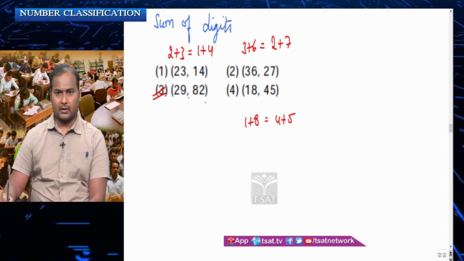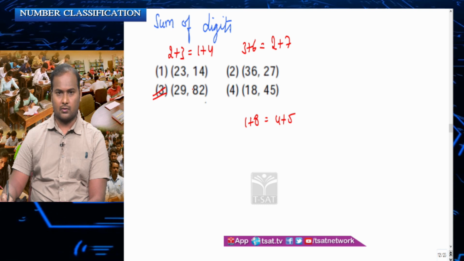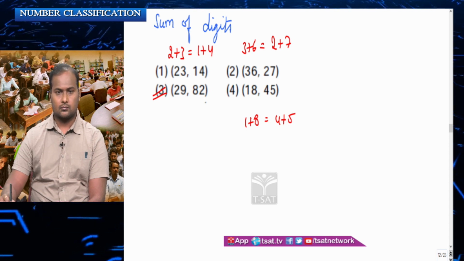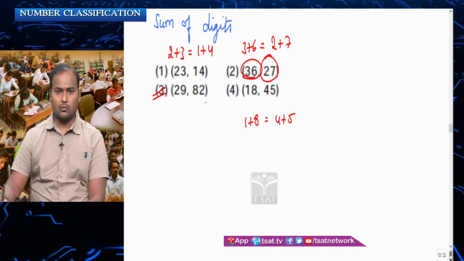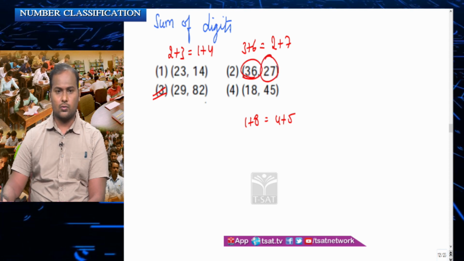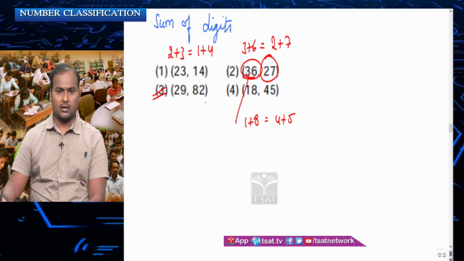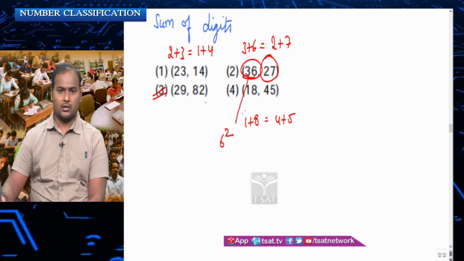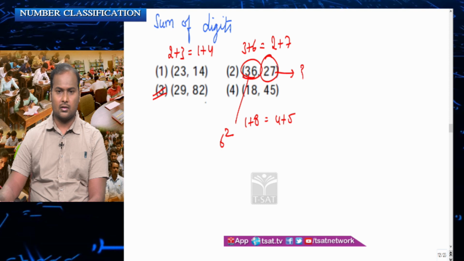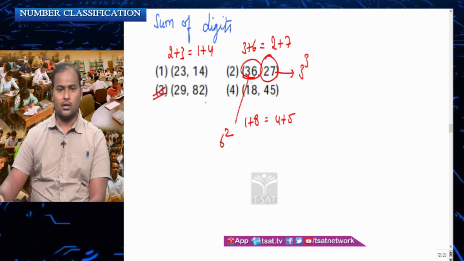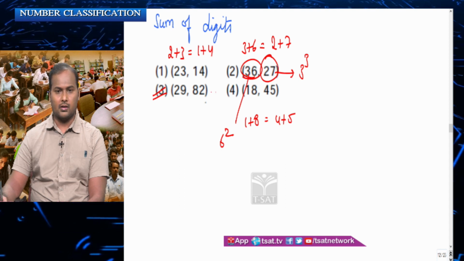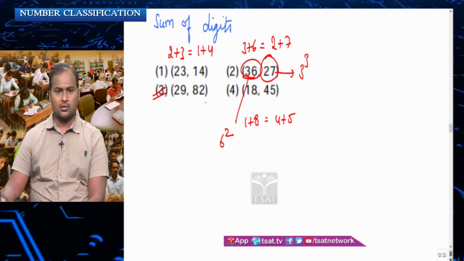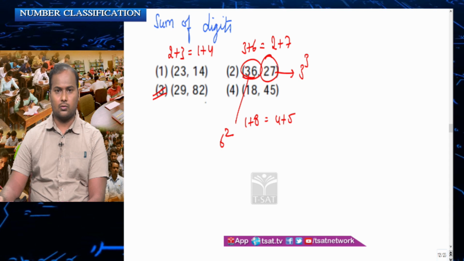See, sometimes the student may misinterpret that. How? Students may feel that 36 and 27. The moment they say that, okay, these two are squares and cubes, that is, I can write 36 as 6 square, whereas 27 as 3 cube, right? Then you feel that, okay, squares and cubes are possible only in option 2. In the remaining cases, it is not possible. So, I may go for option 2 as well.